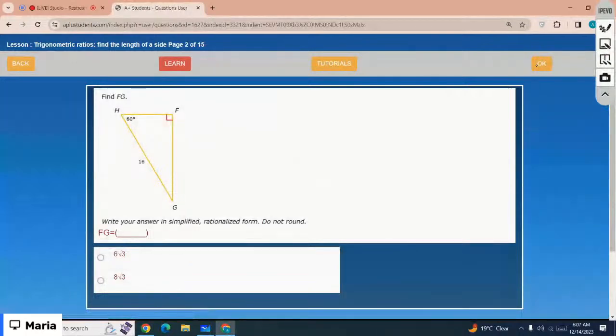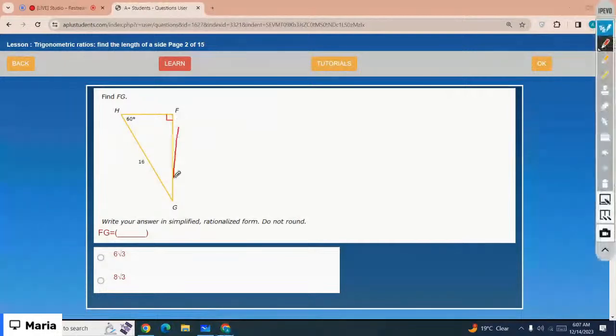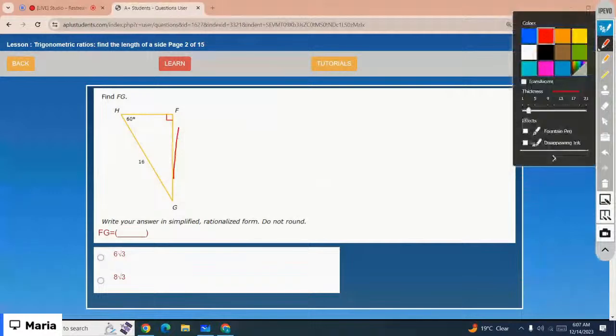Okay, the next one is, you need to calculate FG. Let's see how we calculate. That is a triangle with 30, 60, and 90. That means you need to calculate sine of 60. Sine 60 equals FG divided by 16. And you can make a special triangle 30, 60, and 90.